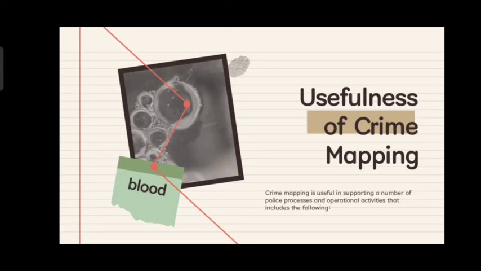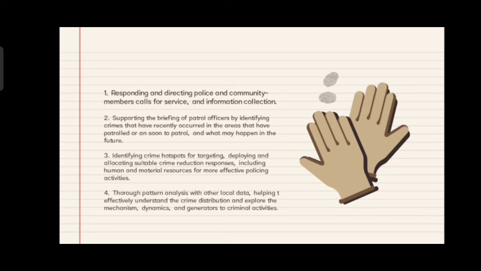Usefulness of crime mapping. Crime mapping is useful in supporting a number of police process and operational activities that includes the following. So, responding and directing police and community members calls for service and information. So, yun nga, nagiging way ang crime mapping for them to know saan sila magre-respond and magiging aware din yung mga tao dun sa particular place kung saan nangyayari yung crime.